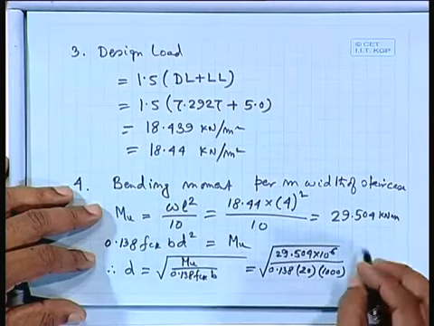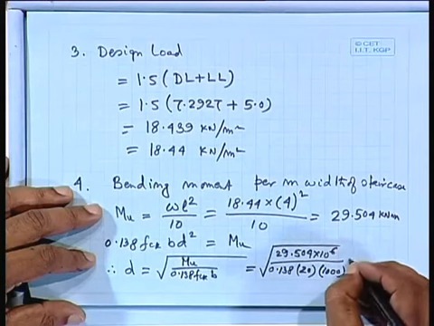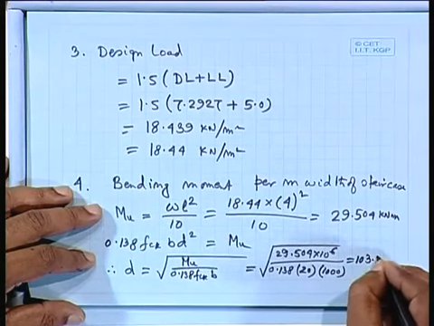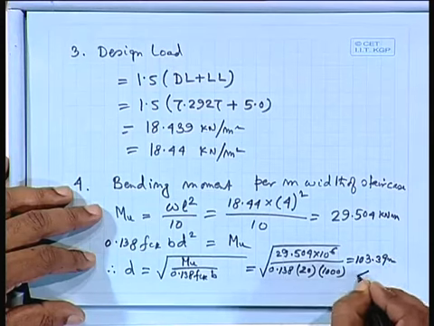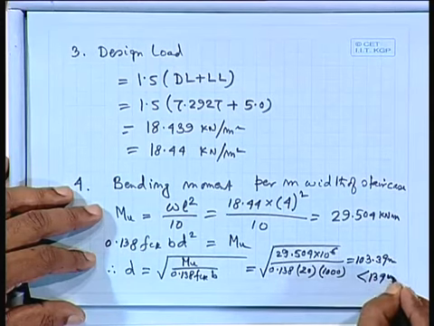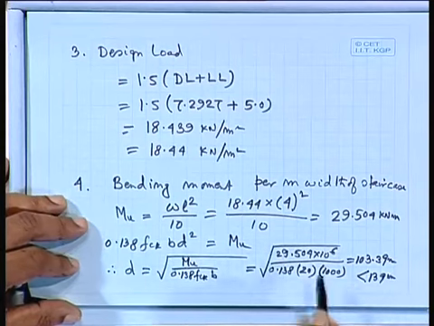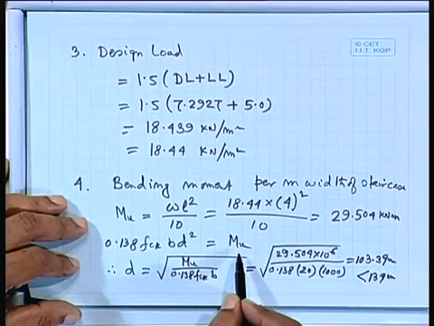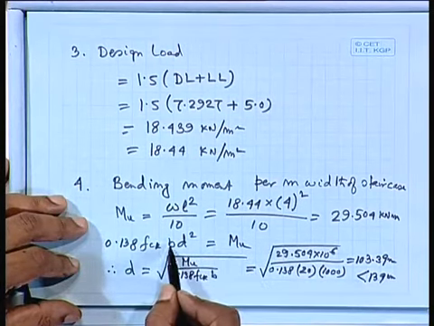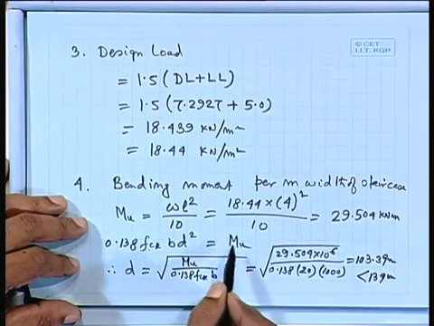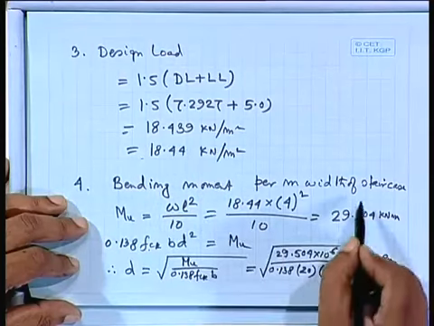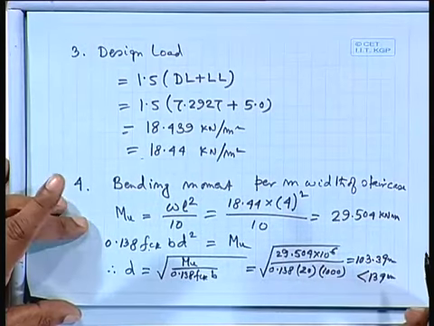Okay, please note that it comes as 103.39 millimeter, so less than 139 millimeter. The other alternative could be that we can calculate mu. That means I know B, I know FCK, I know D, so I can calculate mu. Now this mu, if it is greater than this value, then also you can say it is safe.